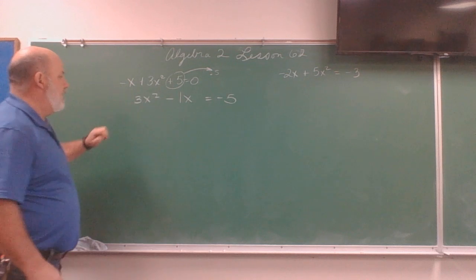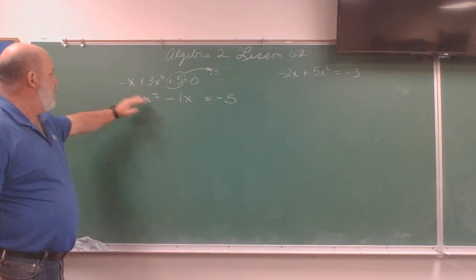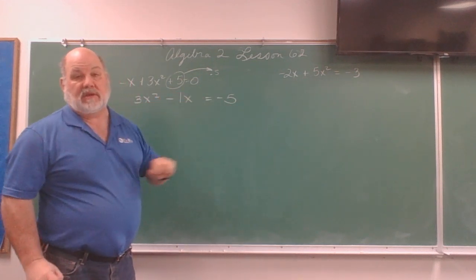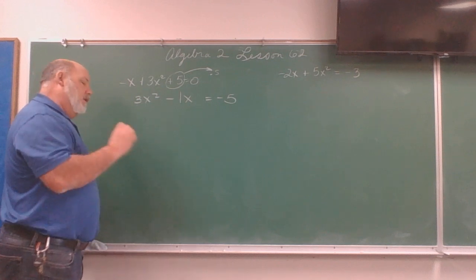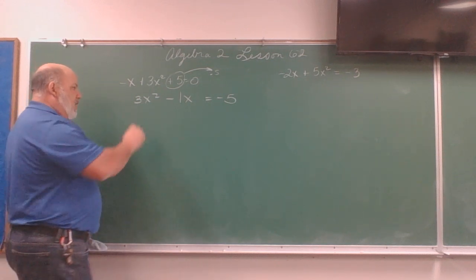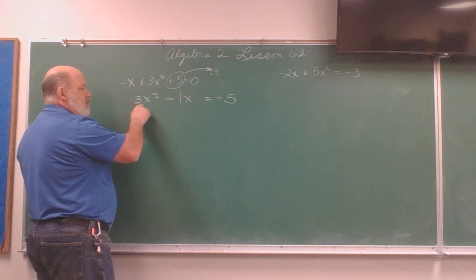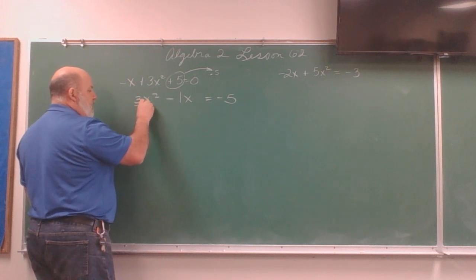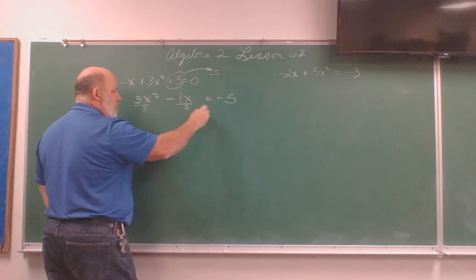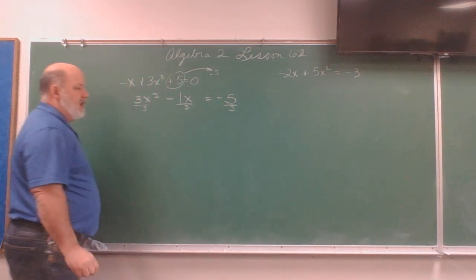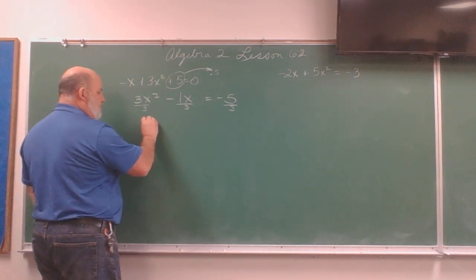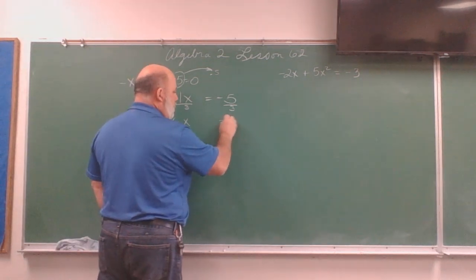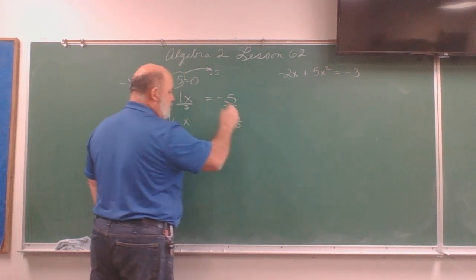And we're going to put that 5 to the other side. So I've got 3x squared minus 1x, and the 5 goes over there and is equal to negative 5. Other thing we learned, third thing, whenever we complete the square, that coefficient of the x squared must be the number 1. So I'm going to divide by 3. I'm going to divide every term by 3 on both sides of the equation. This gives me x squared minus 1/3 x equals negative 5/3.